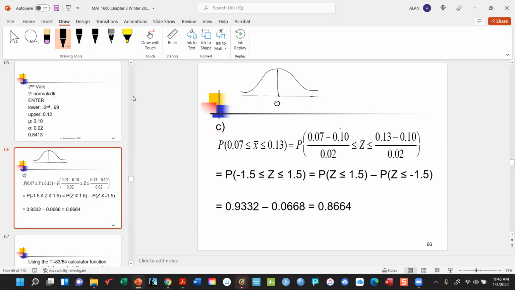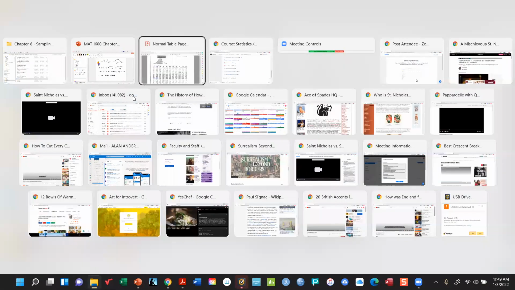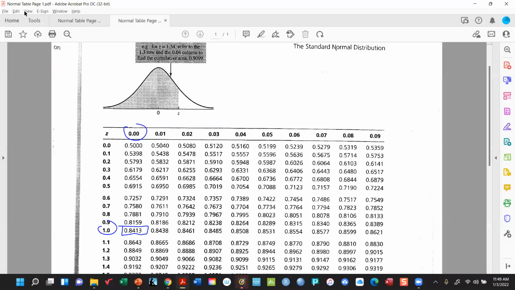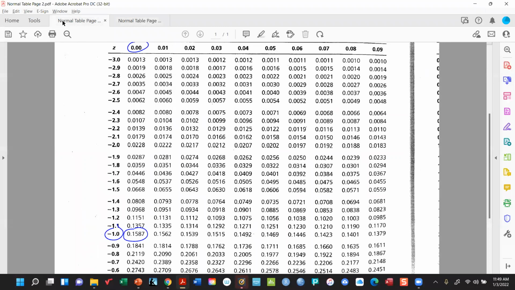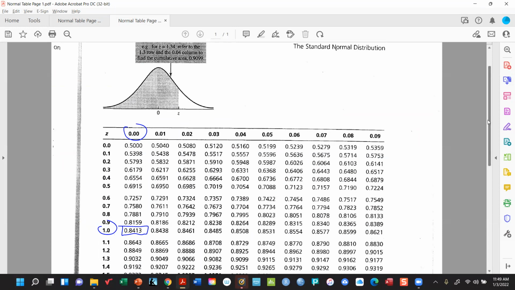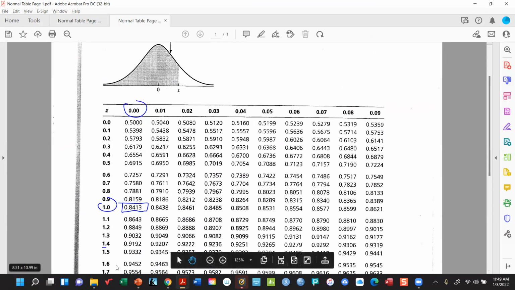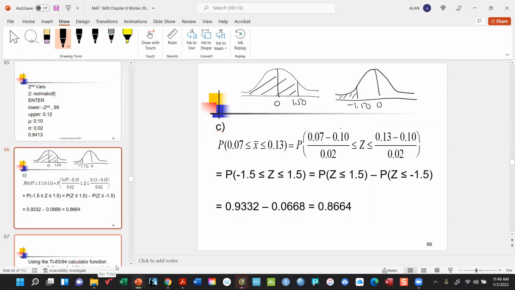Below 1.5 and below negative 1.5. So if you look in the positive table for 1.50, you will get... let's see. There we go. 1.5 combined with 0.00 is 0.9332. And we saw that on the slide right there.